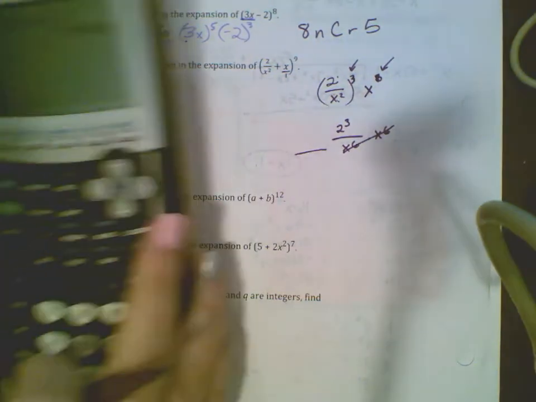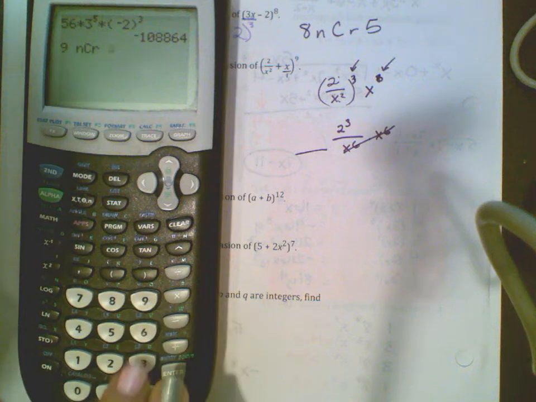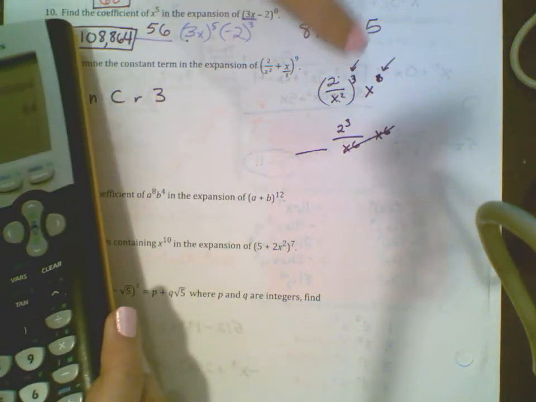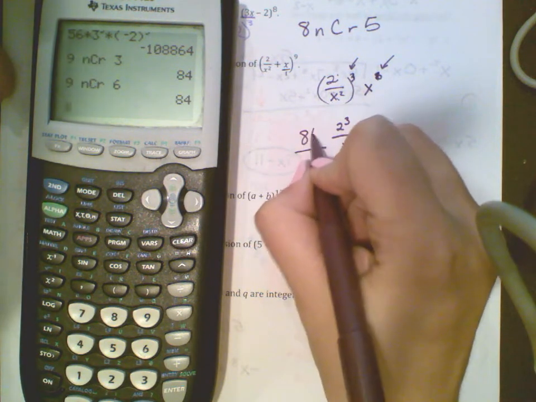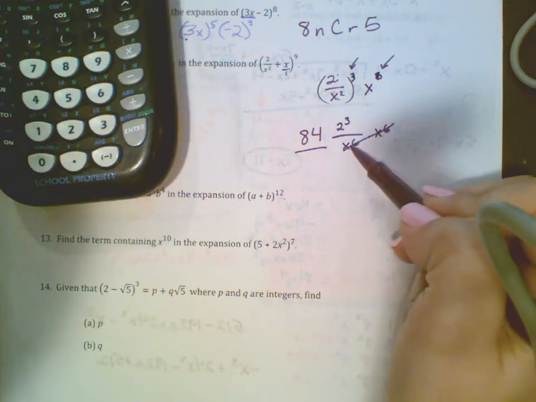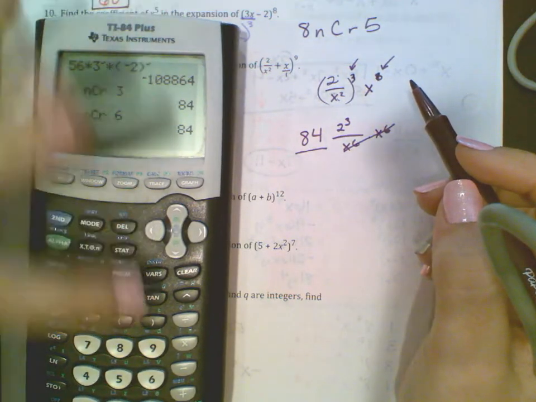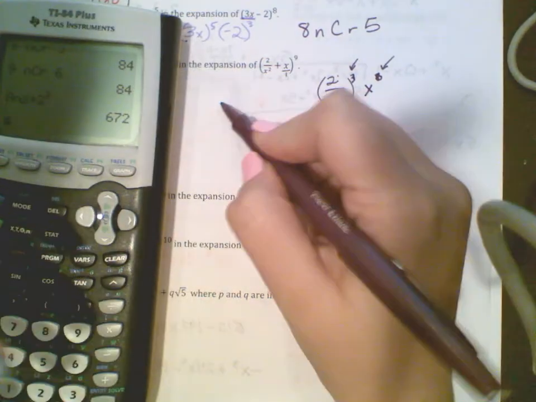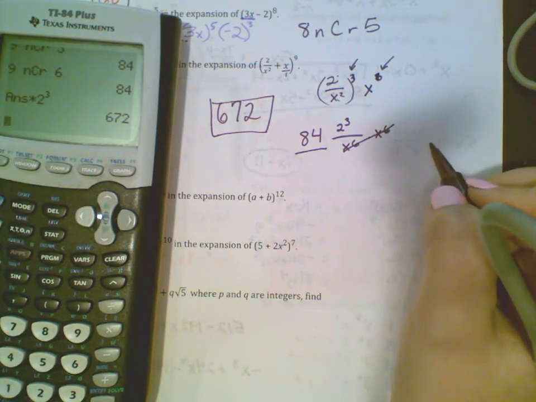So I can say 9, math, scroll over to probability, down to nCr, 3. And if I had used 6 instead of 3, we would have gotten that same answer. So it'll be 84 as that coefficient. So 84 times, since those canceled each other out, that's now 2 to the 3rd over 1, or just 2 to the 3rd. So 84 times 2 to the 3rd gives us 672, which is our constant because our x's canceled each other out.